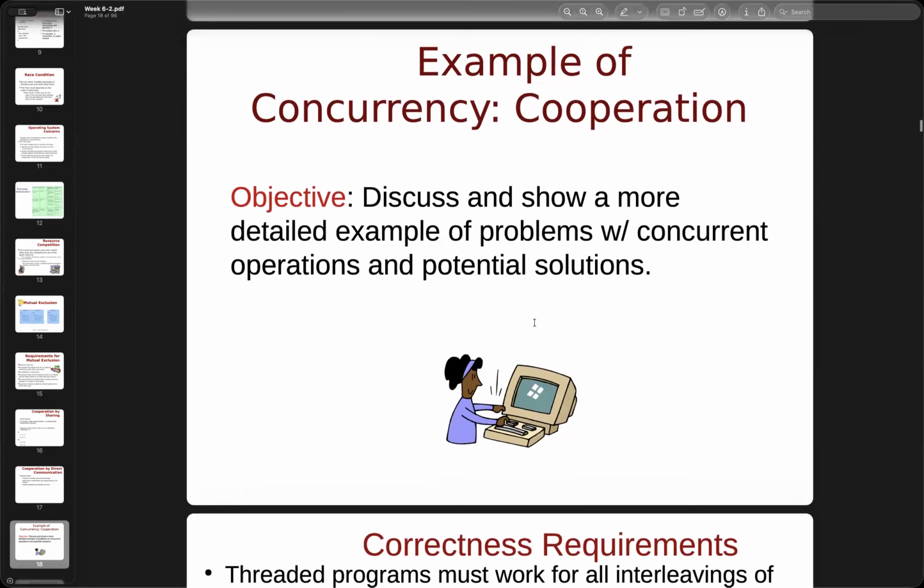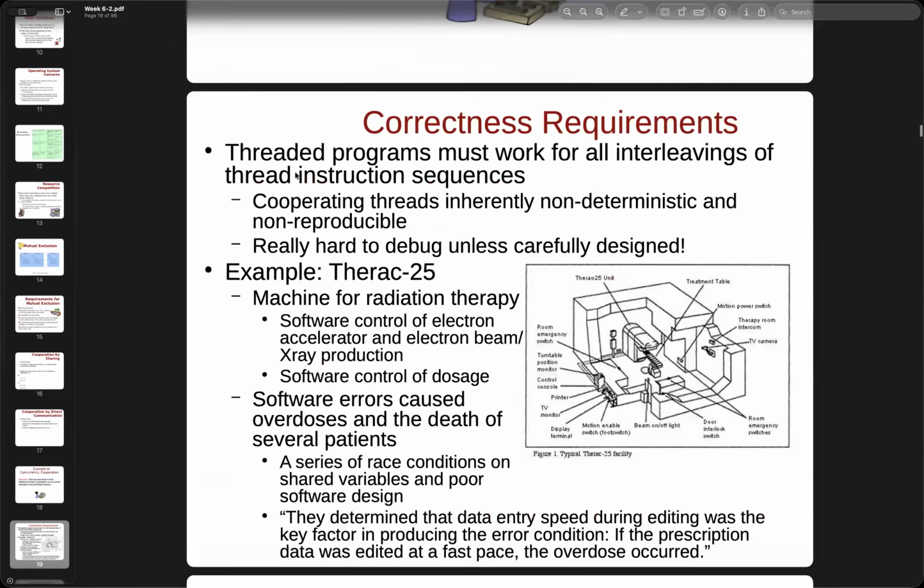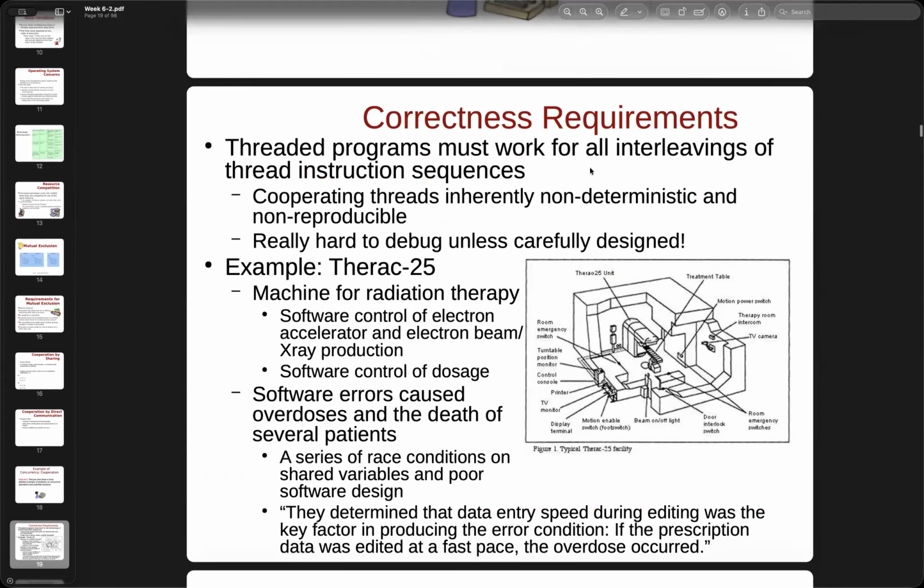When we move on, we talk more about concurrency as cooperation, with more details. What are the problems here? Say we have a coordination requirement. If there are several programs, they work with the interleaving of instruction sequences. When they cooperate, they are inherently non-deterministic and also non-reproducible, so they are really hard to debug unless carefully designed. So we need a careful design.